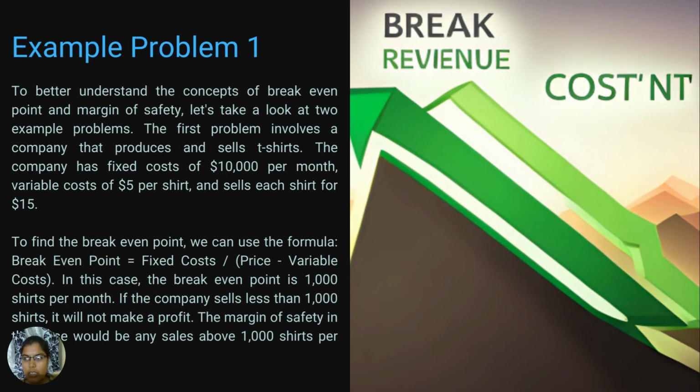To better understand the concepts of break-even point and margin of safety, let's look at two example problems. The first problem involves a company that produces and sells t-shirts. The company has a fixed cost of $10,000 per month, a variable cost of $5 per shirt, and sells each shirt for $15. To find the break-even point, we use the formula: break-even point equals fixed cost divided by price minus variable cost. In this case, the break-even point is 1000 shirts per month. If the company sells fewer than 1000 shirts, it will not make a profit. The margin of safety in this case would be any sales above 1000 shirts per month.